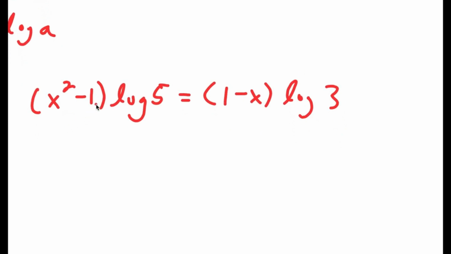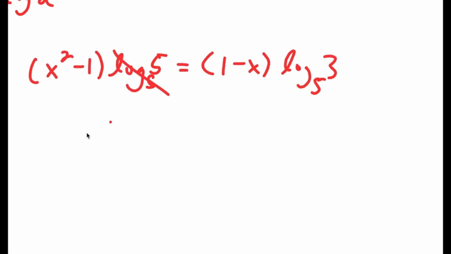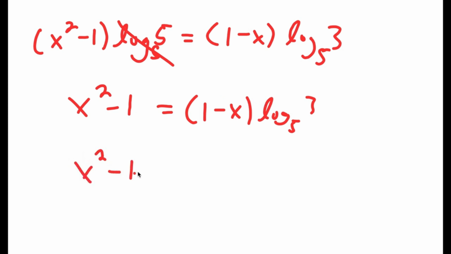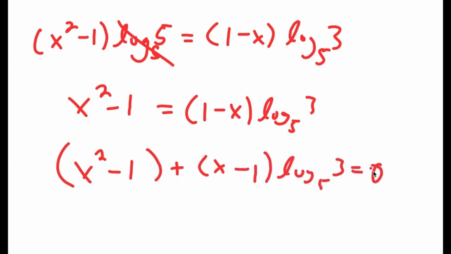And now, I'm going to divide by log 5 on both sides, so these cancel out to get 1. So now I have x squared minus 1 is equal to 1 minus x times log base 5 of 3. And this means that x squared minus 1 plus x minus 1 times log base 5 of 3 is equal to 0.